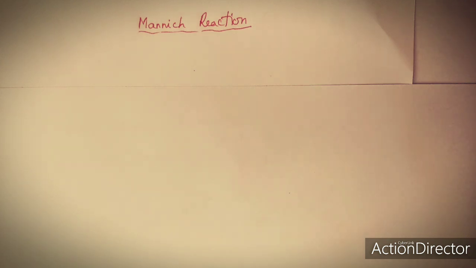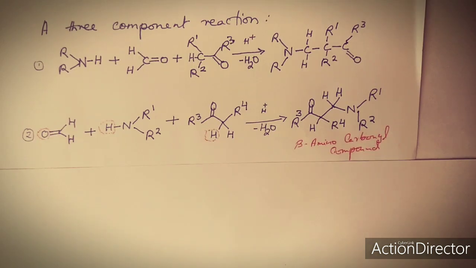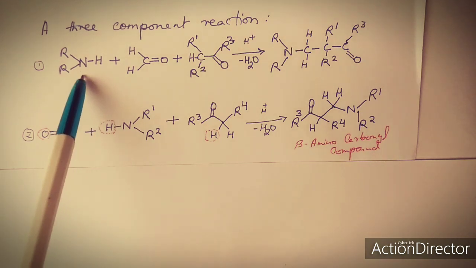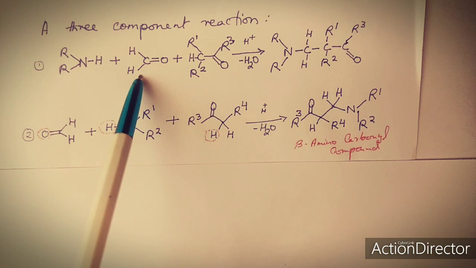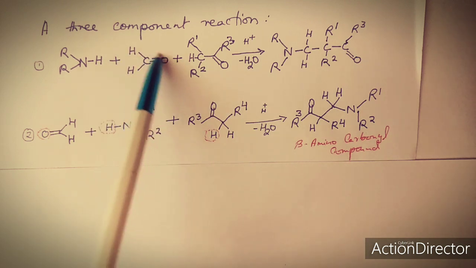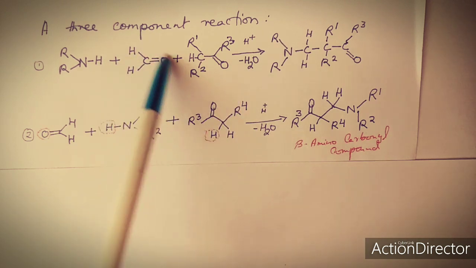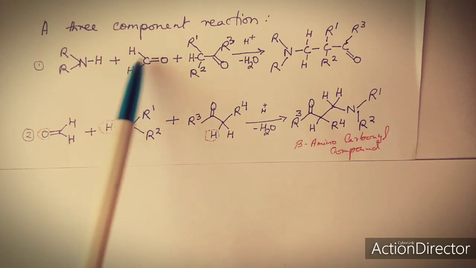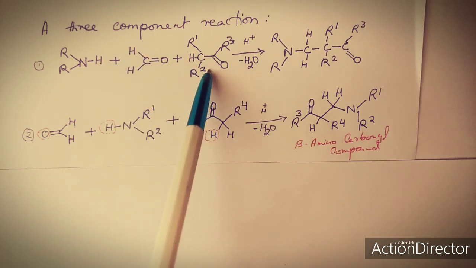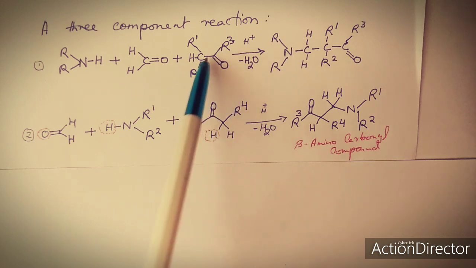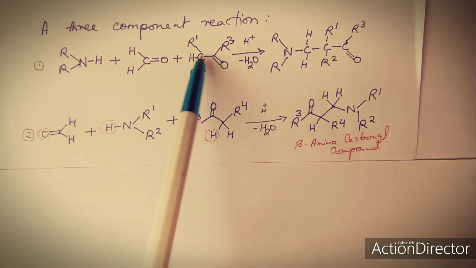So let's see a little of this reaction, then we'll come to the mechanism. Here are two examples of the three-component reaction. This is the amine, here a secondary amine. This is our carbonyl. In the first case there is another carbonyl, but this is formaldehyde. Remember, formaldehyde is always taken. The third component is the carbonyl or any other compound, basically having an alpha hydrogen which is acidic.